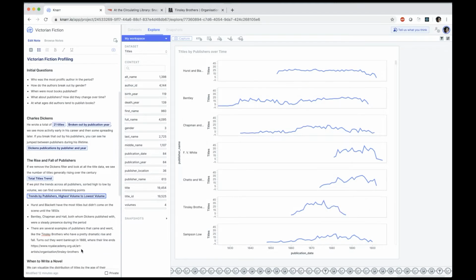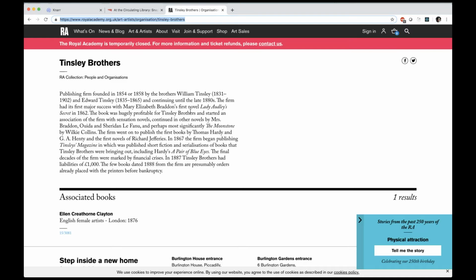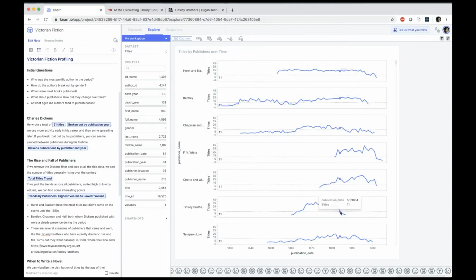So I actually looked them up and put a little link here to some information about them. Turns out they went bankrupt in 1888, and that's why their last title came out in 1887. So you can see some pretty clear rise and fall of their business venture there in the publishing world. And you can find more examples that have similar curves if you scroll through these various publishers.